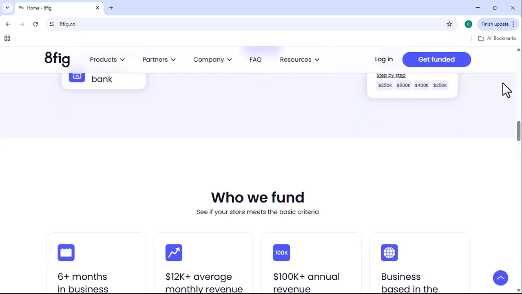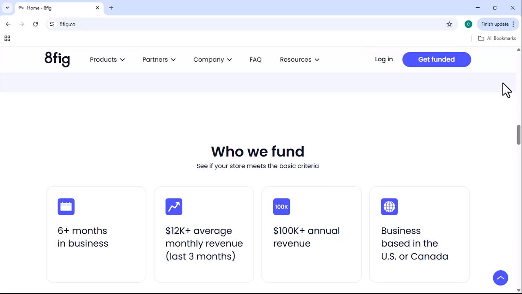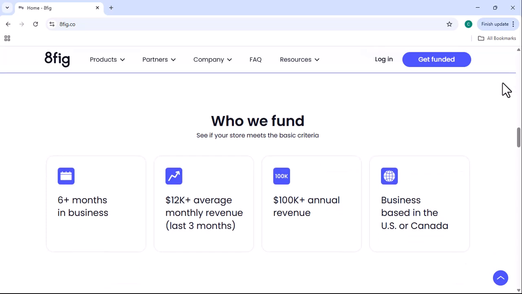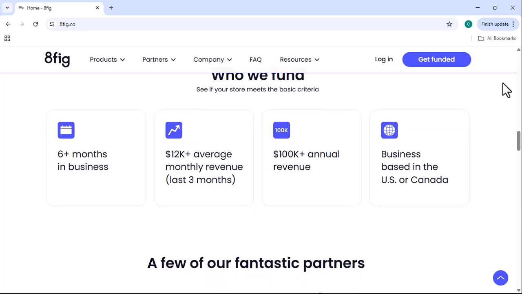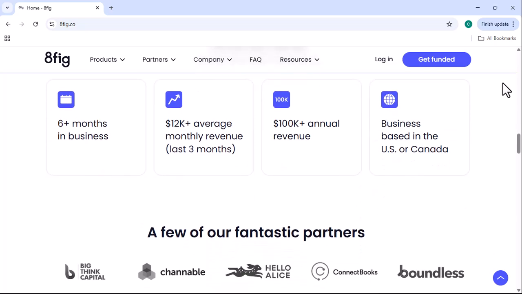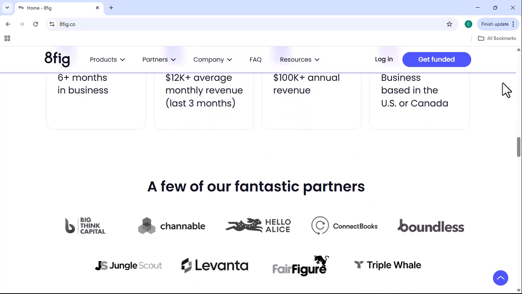Now, let's shift our focus to 8Fig. What makes their repayment model particularly interesting for e-commerce businesses? Unlike traditional loans with fixed monthly payments, 8Fig's repayment structure is designed to be highly adaptive and aligned with the fluctuating revenue streams inherent in e-commerce. This is a crucial distinction.